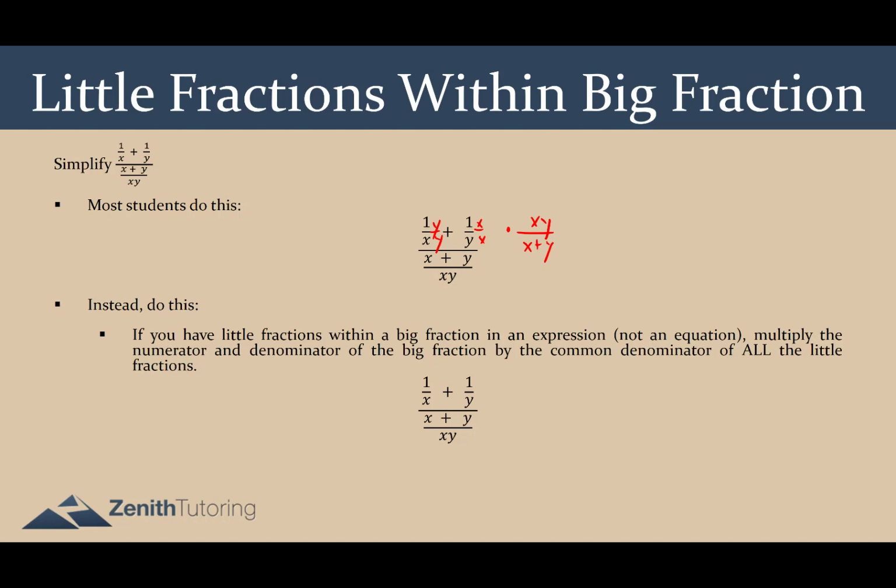Because if we look at the 1 over x, the 1 over y, and the (x plus y) over xy, we can see that the common denominator is x times y. And what we want to do is take that common denominator and multiply it to the top and the bottom of the big fraction.